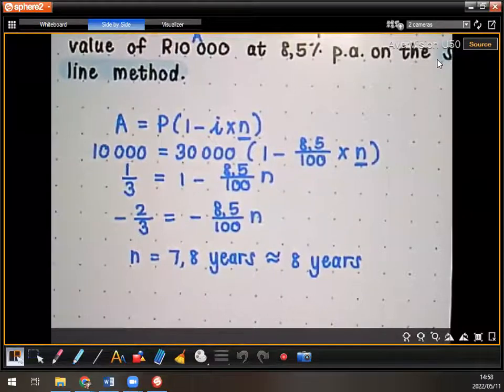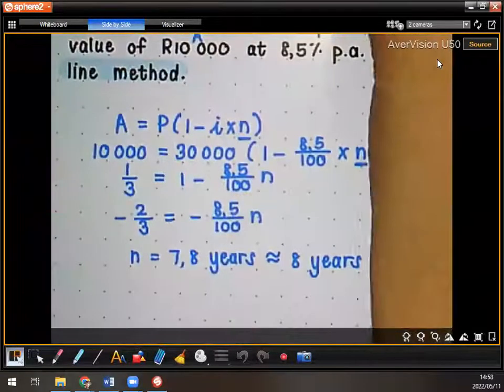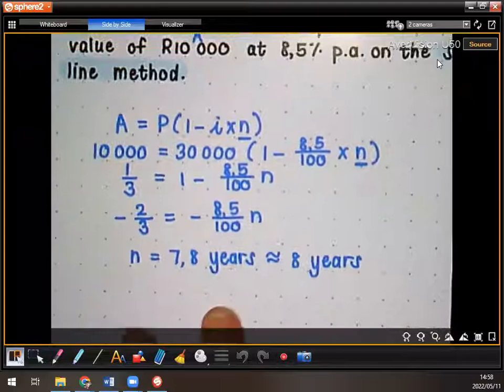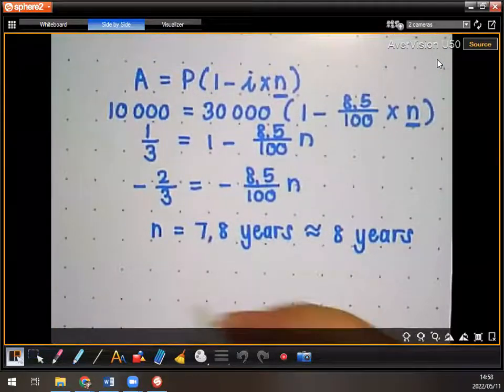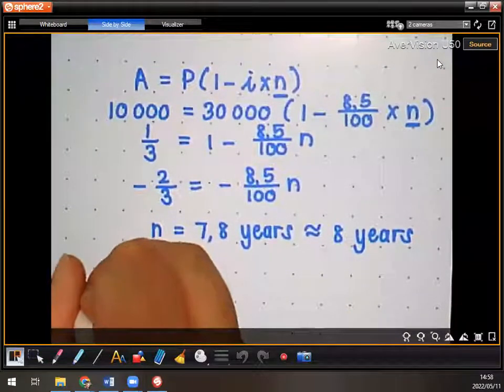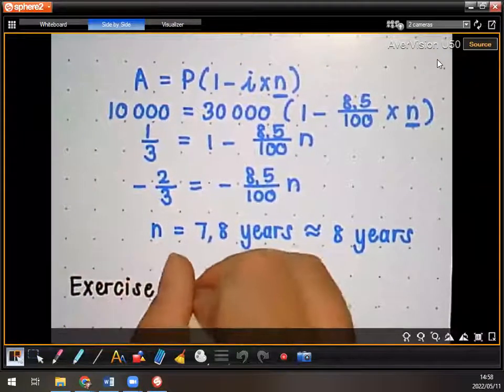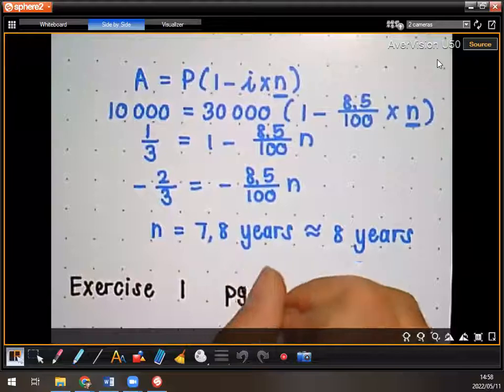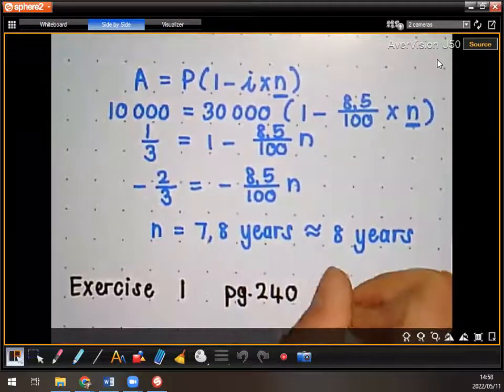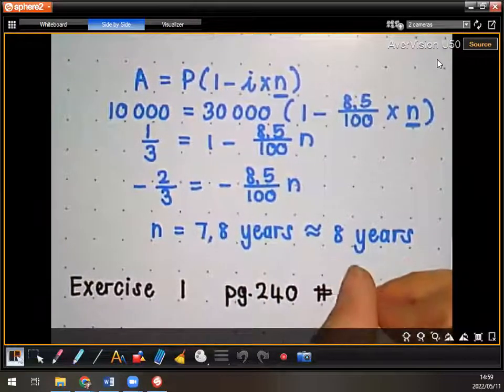Okay, guys, I'm just going to give you 2 questions for homework. It's not a lot, it's just this depreciation stuff. Sorry that we didn't have class time now to work on it. It's exercise 1, page 240, questions 1 and 2.